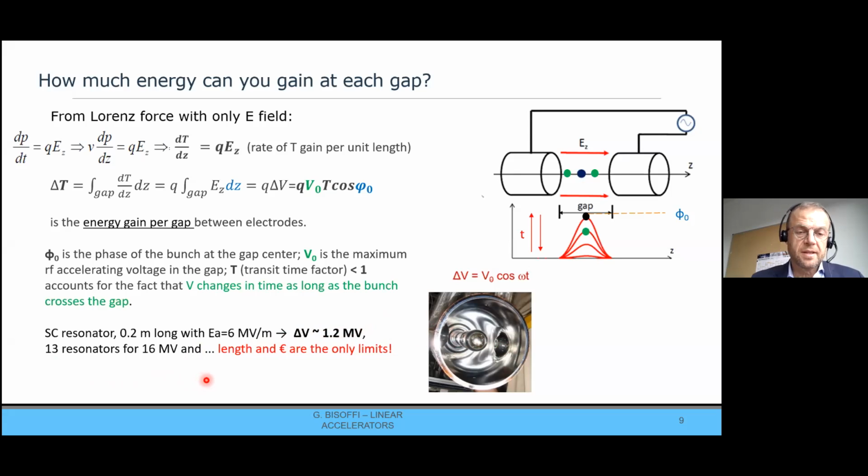We can say that the limit is the length that you have available, or the money that you have in your pocket, or the need of the physicists.